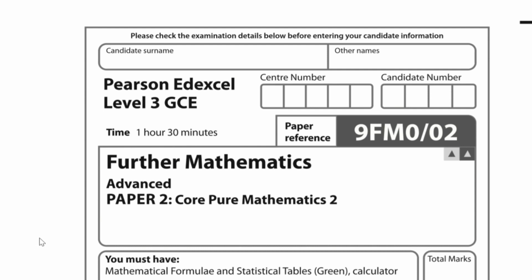This is the Edexcel A-Level Further Maths Paper 2, covering the core pure content, and it's from the 2021 series.